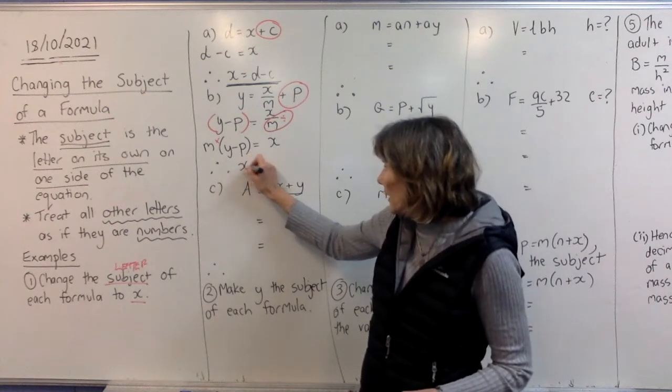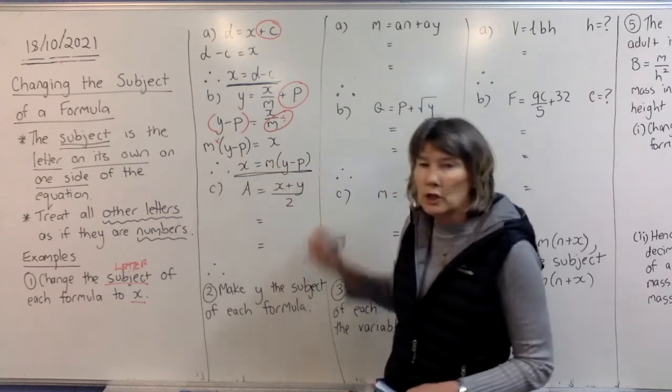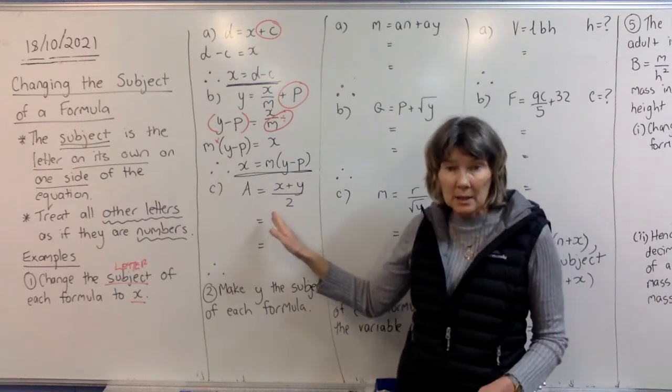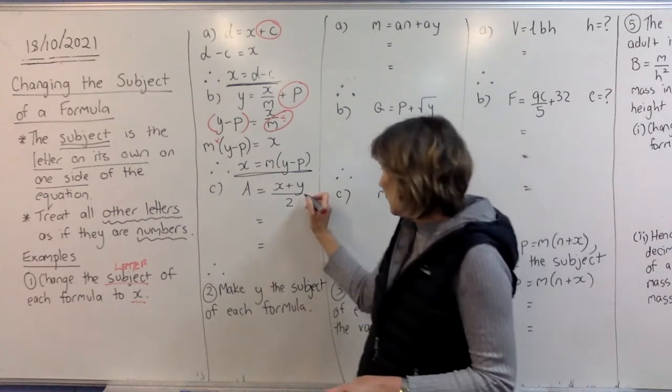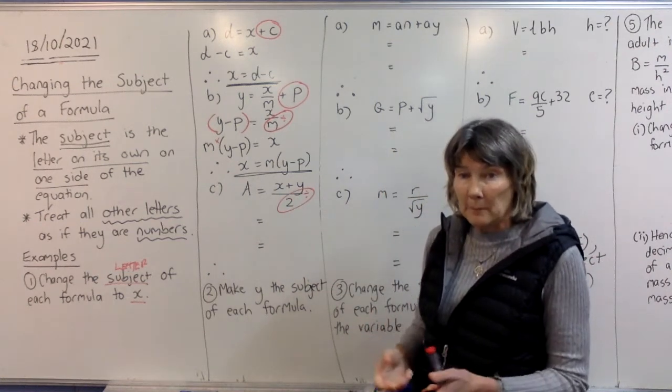I'm swapping sides now, and that's the answer to my question. All right, let's look at the next one. Remember, we're making x the subject. We want x to be by itself. The first thing I'm going to get rid of is the divided by 2 down here. So I'm coming to the other side and I'm timesing by 2.